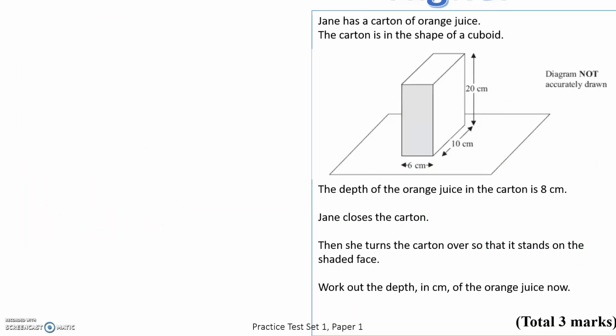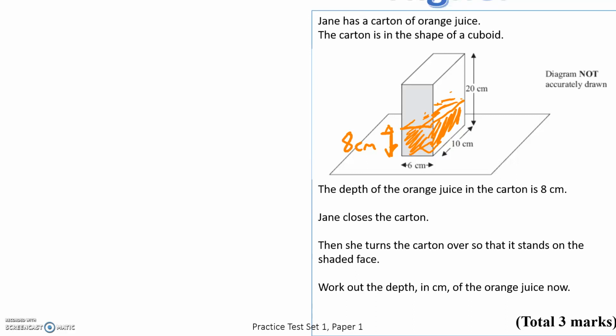We've got a carton of orange juice. The carton's in the shape of a cuboid. The depth of the orange juice in the carton is 8 centimetres. Okay, so 8 centimetres means that this orange juice doesn't fill up the whole container, and this dimension here is 8 centimetres. So the orange juice is filling up the bottom of this container. Something like that. Okay, so there's our orange juice.